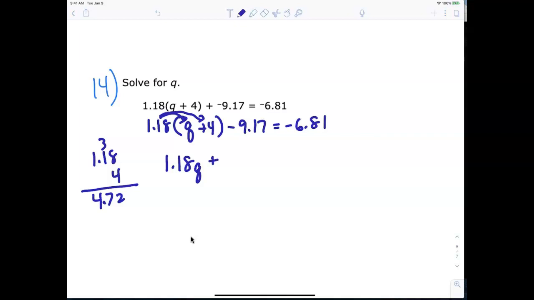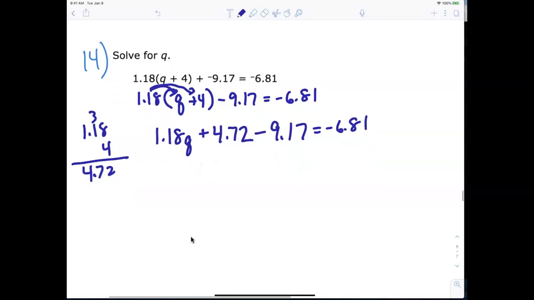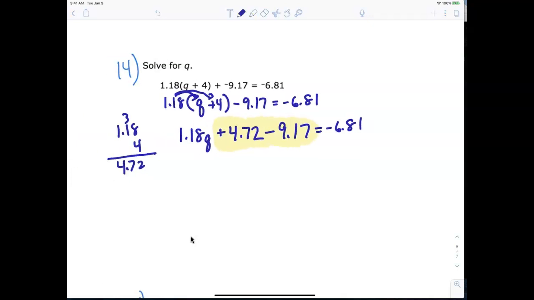4.72 plus 4.72 minus 9.17 equals negative 6.81. Okay, now the next step is to combine these. With a positive and negative, that means we need to subtract, and the answer is going to be negative. But negative 9.17 plus 4.72, so it looks like we got 4.45.